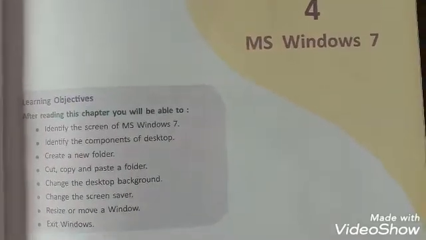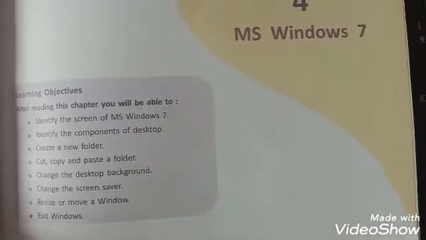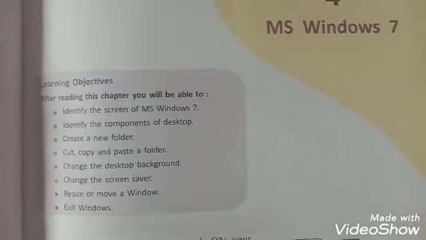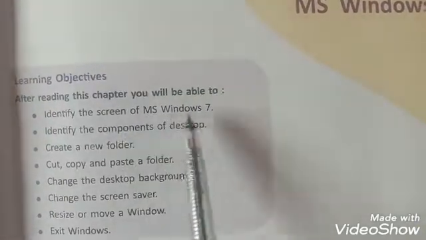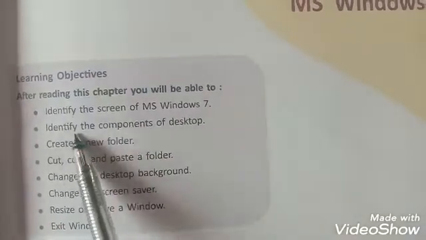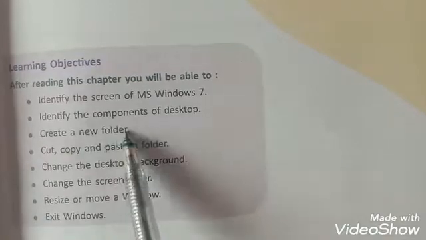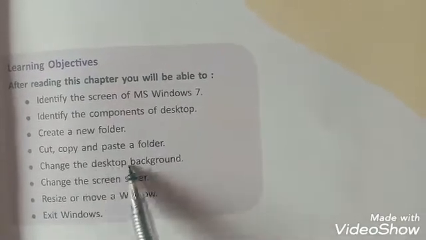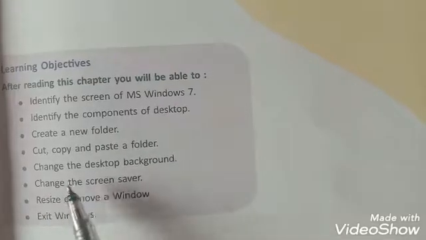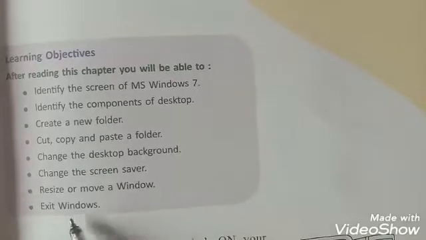After reading this chapter, students will be able to discuss different points related to this chapter. First one is identify the screen of MS Windows 7. Identify the components of desktop. Create a new folder. Cut, copy and paste a folder. Change the desktop background. Change the screensaver. Resize or move a window. Exit window.